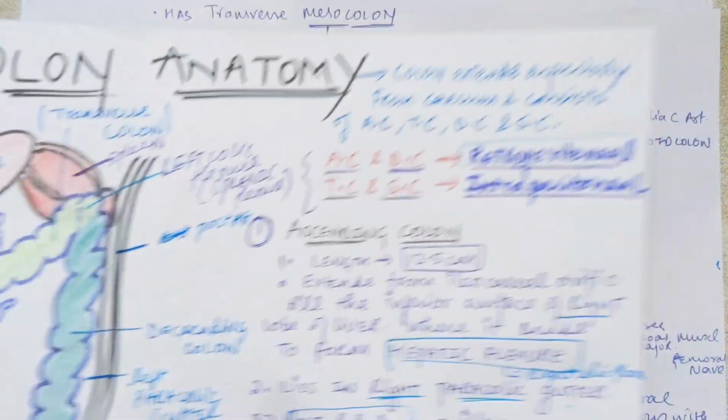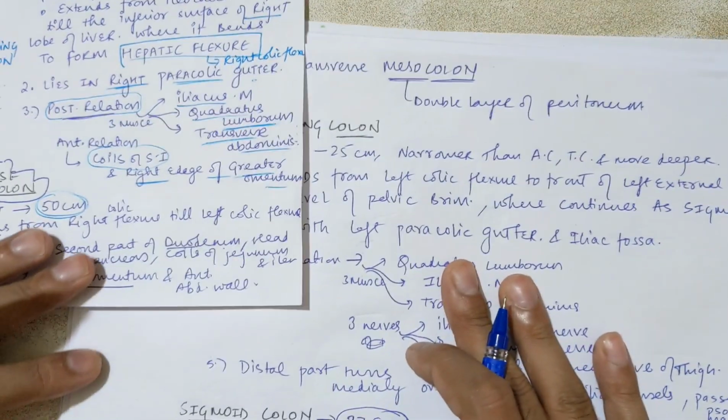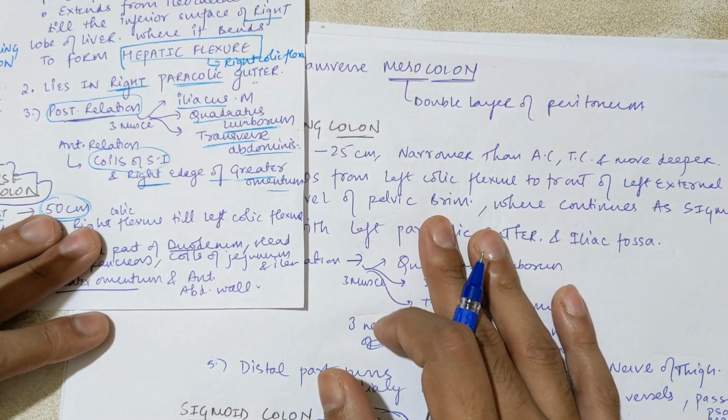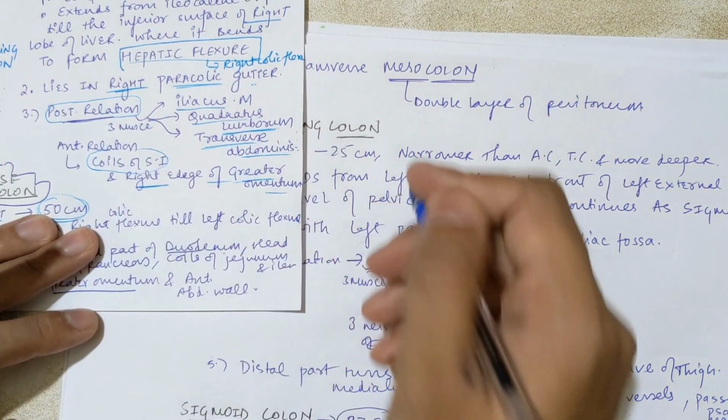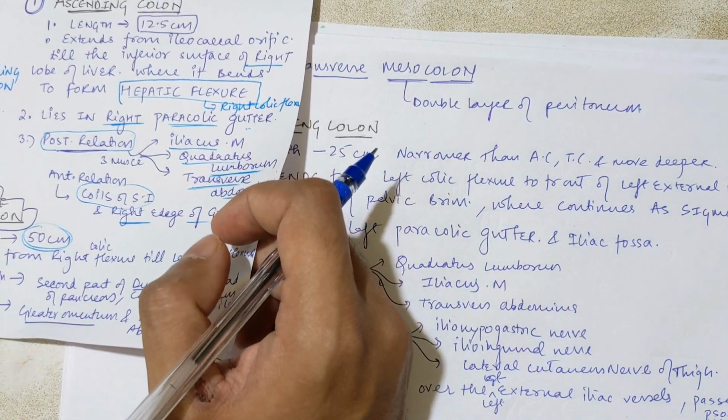Clear? This much. Now the transverse mesocolon is actually a double layer. In the peritoneum video, I have made a video on the peritoneum, I have discussed in detail about the mesocolon, the transverse mesocolon. So that video you can watch. I will attach it in the i button.